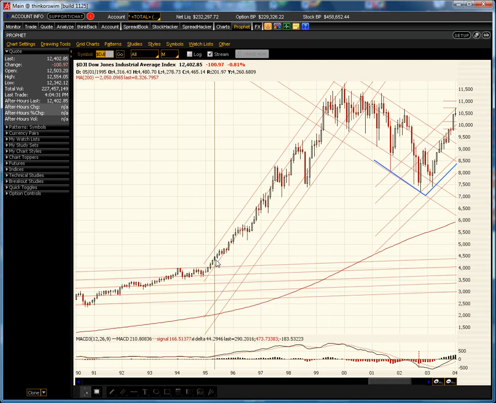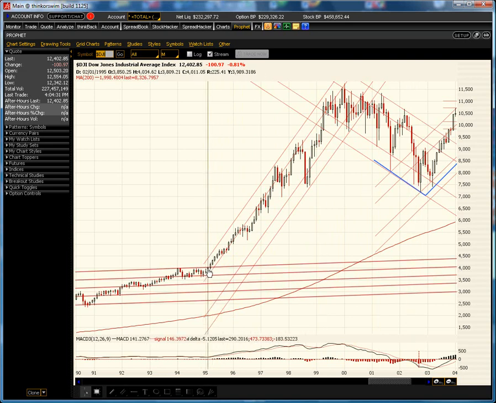And look at the kind of run we had from 1995 all the way to 2000. That was a pretty dramatic increase in prices there. And then it backed off, and it did fall, but you know what? It never went below that.